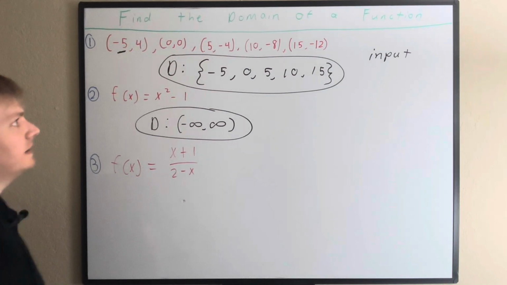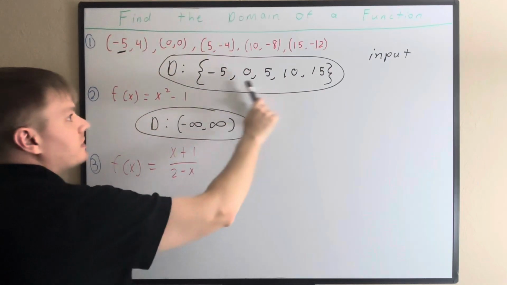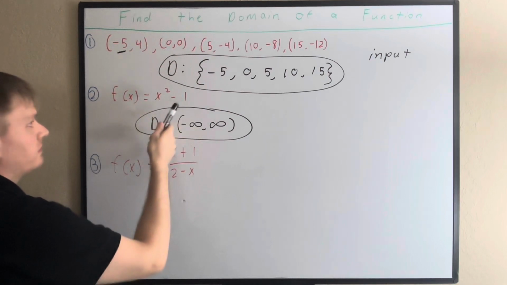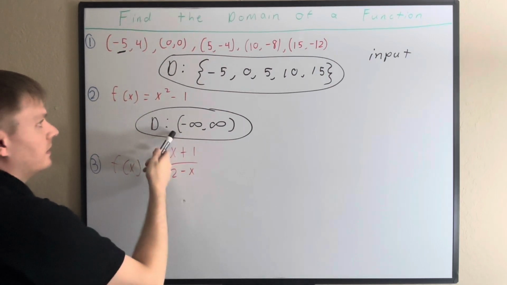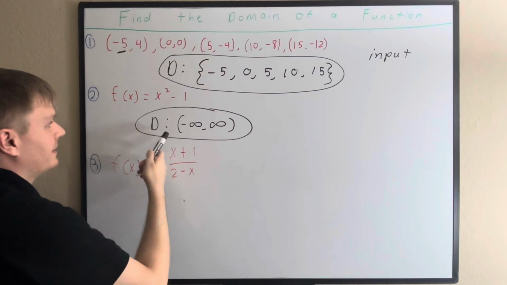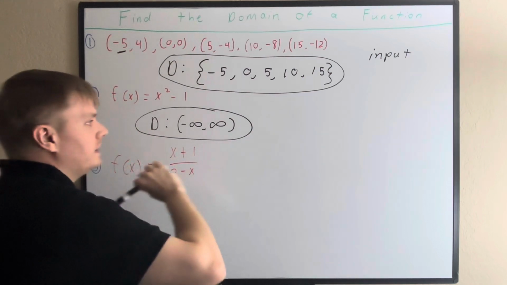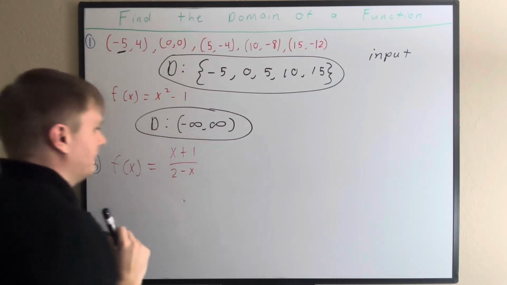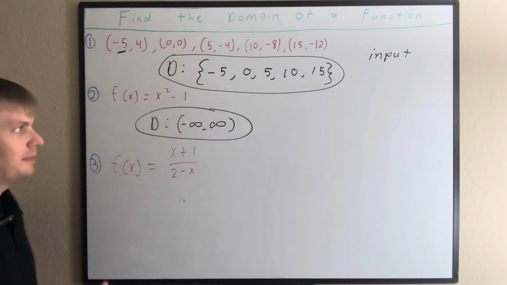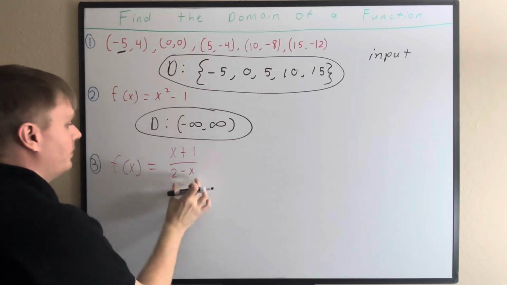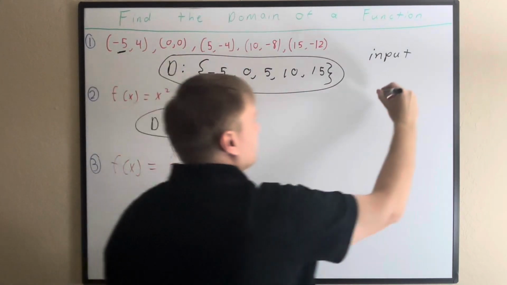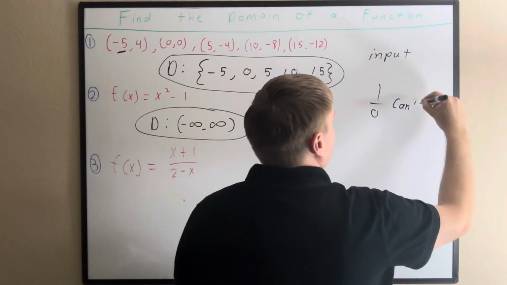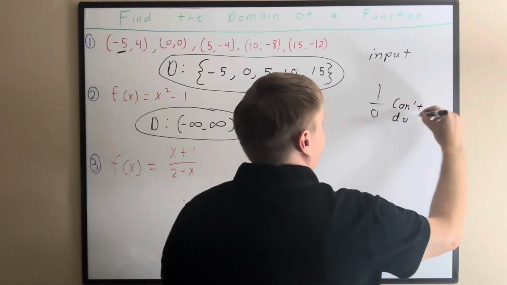All right. So set of ordered pairs, you just list out all the inputs for a function. Most functions, the domain is going to be infinite. Now, what could possibly happen to keep our domain from being infinite? Well, we can't have 0 in the denominator, so look out for that. Can't do this.